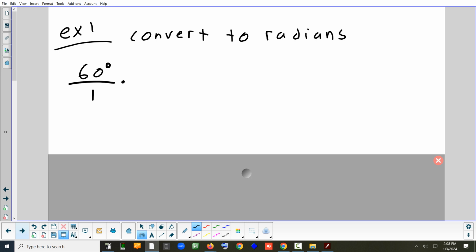Look at the fraction that I already have. Where is the degrees in the fraction that I already have? The numerator? Yep, it's in the numerator. So you want degrees to cancel out.